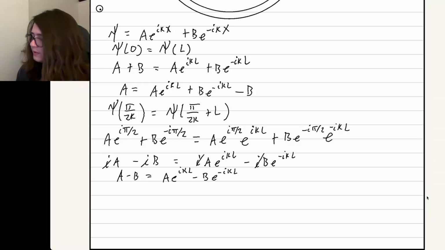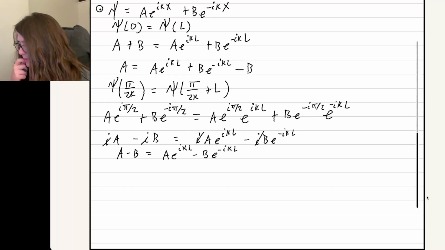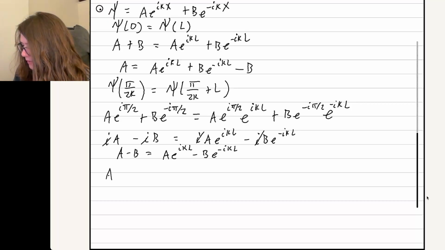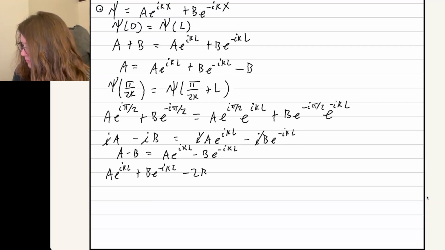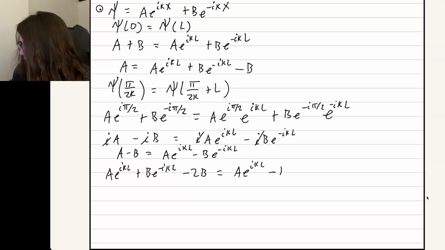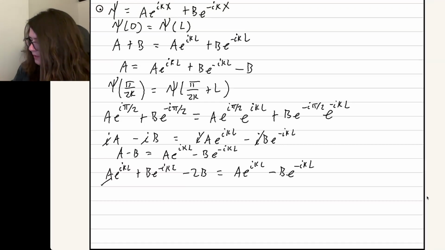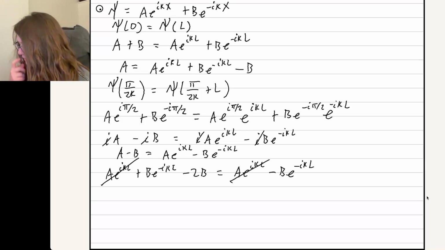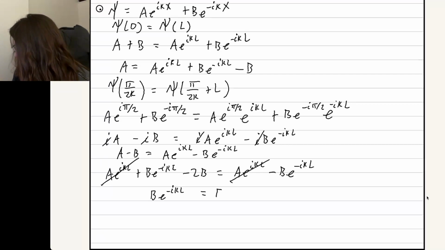But right now, let's plug in what we have for a that we got from the first equation. So we have a e to the ikL plus b e to the minus ikL minus 2b equals a e to the ikL minus b e to the minus ikL. And so the a terms get canceled out on either side. And now we have this equation, b e to the minus ikL equals b.